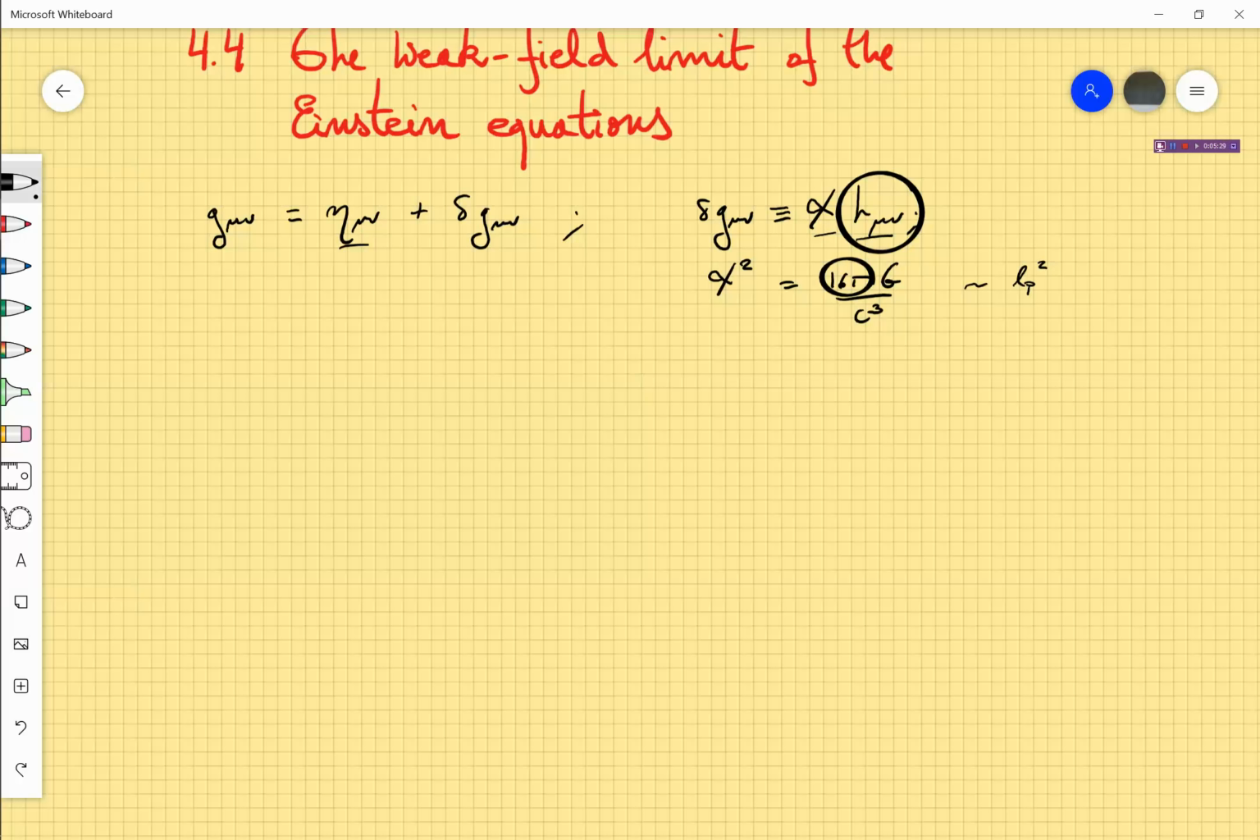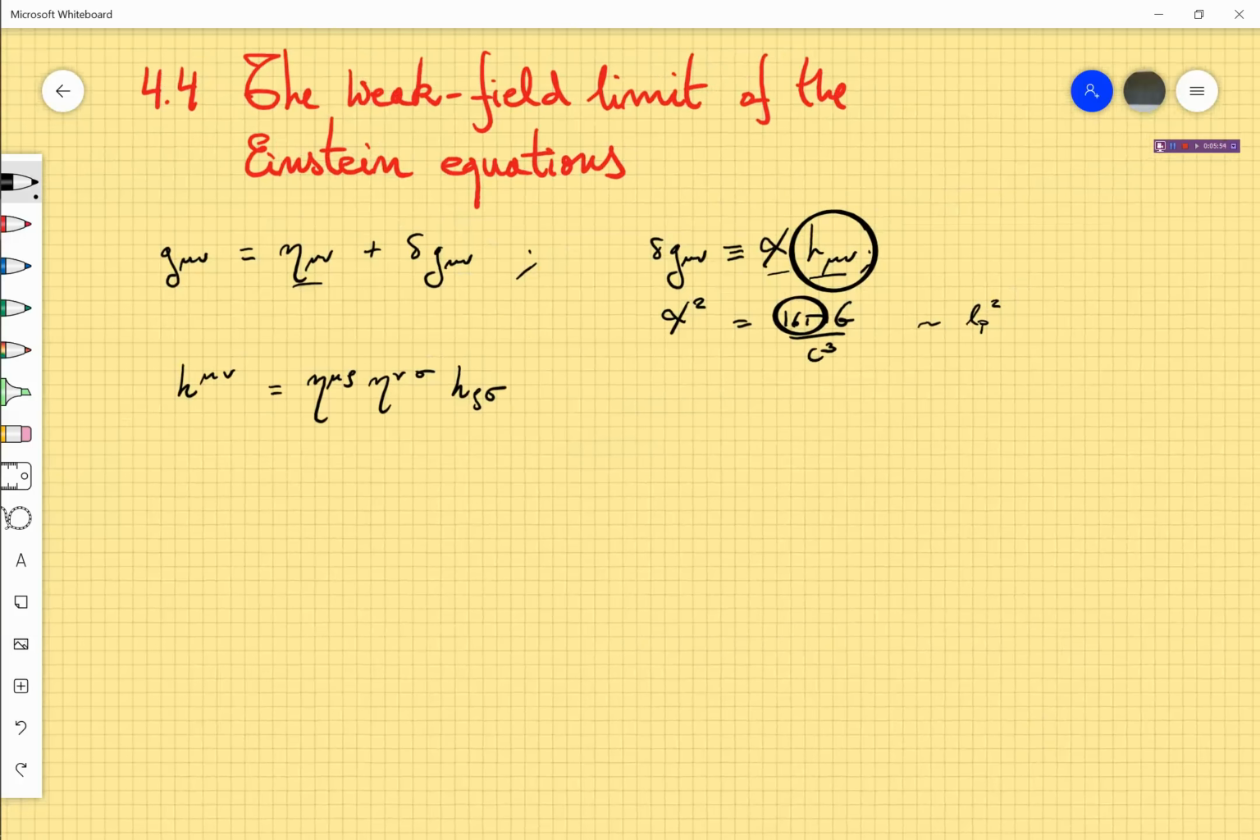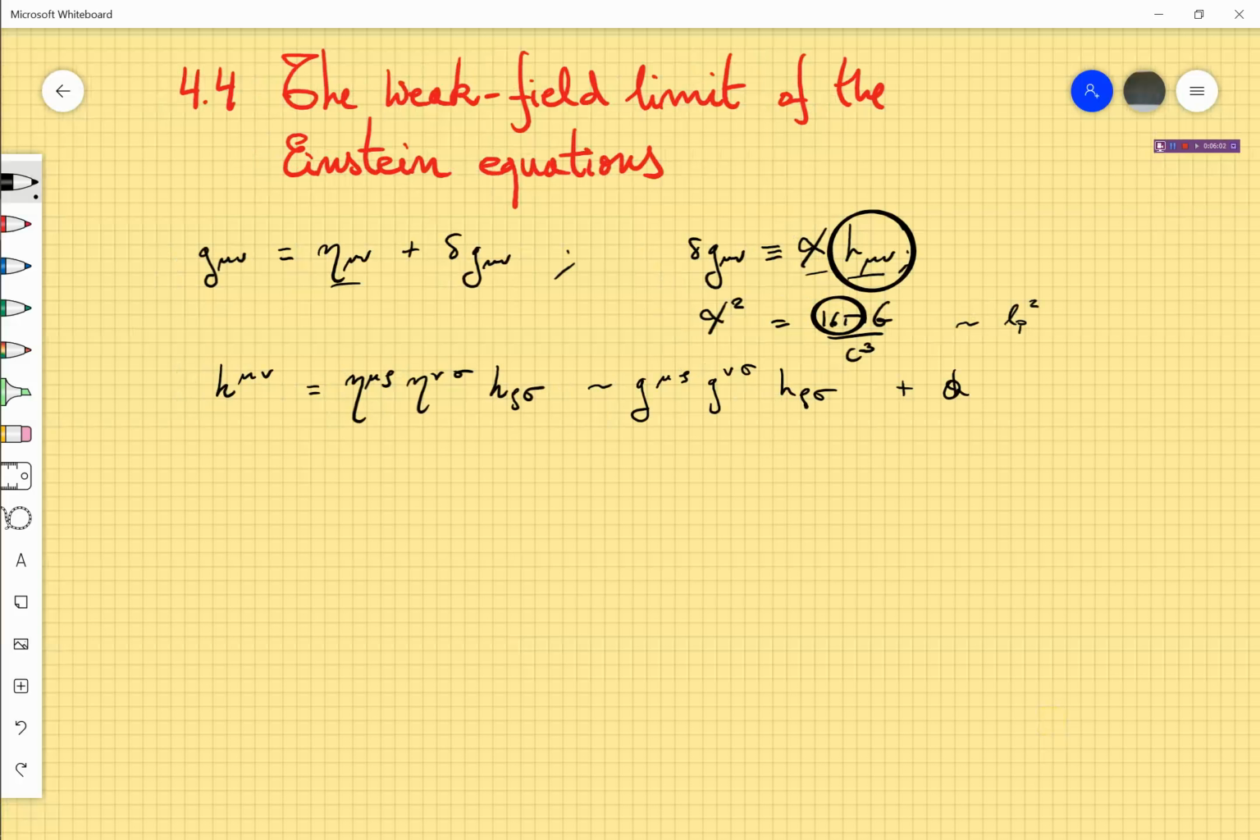Okay, I need one definition first. I am going to deal with this h_{μν} as if it was a special relativistic field. So when I write h^{μν}, I'm going to mean η^{μρ} η^{νσ} h_{ρσ}. To this order, this is the same as g^{μρ} g^{νσ} h_{ρσ} plus terms of order h² and higher. So this is why we are going to use this.